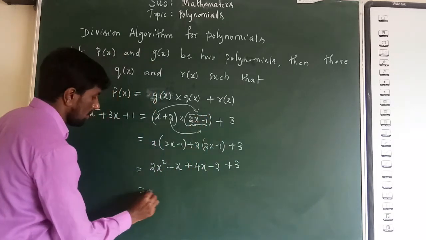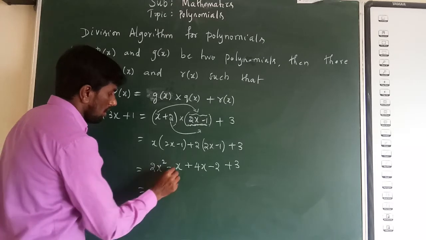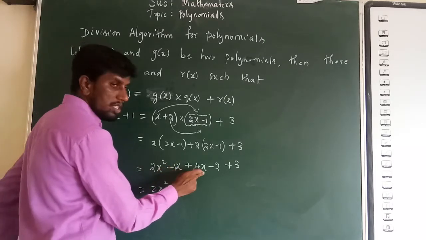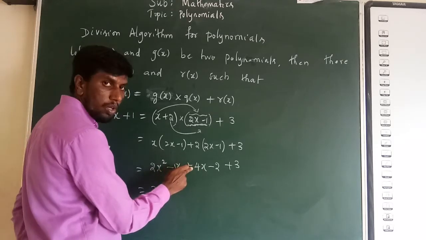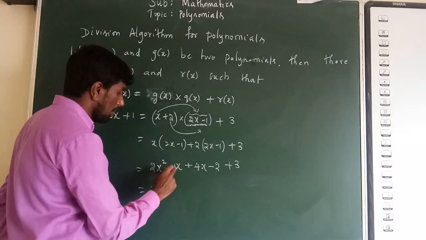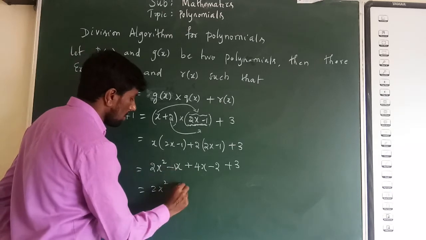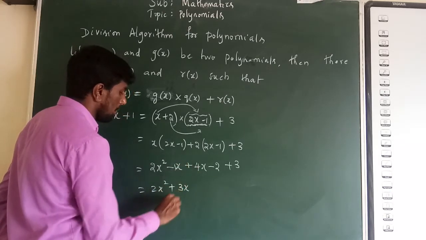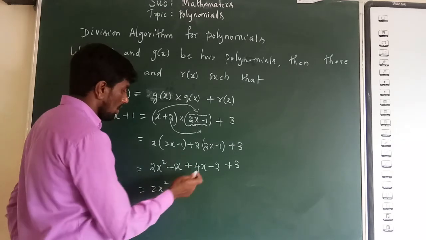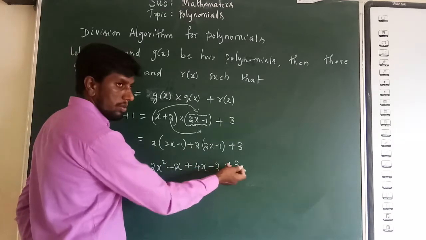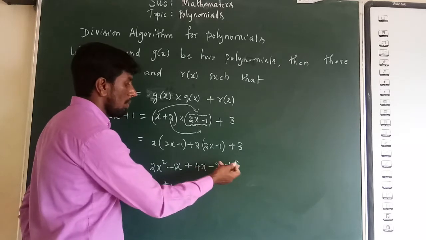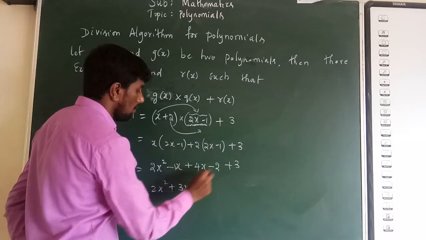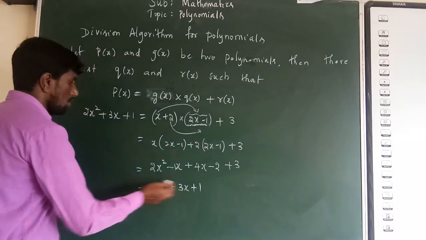Now simplify this. 2x square, then minus 1x plus 4x. Here the signs are different, so I need to subtract. 4 minus 1 is 3x. The higher value is 4, and before the 4 I am having a positive sign, so it is positive. Then minus 2 plus 3. The signs are different, so I need to subtract. 3 minus 2 will become 1. The higher value is 3, and before 3 I am having a positive sign. So it is 2x square plus 3x plus 1.